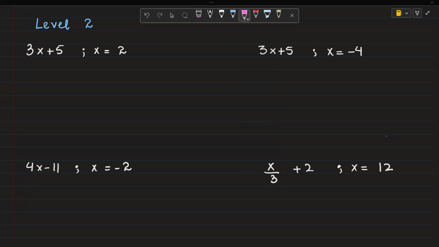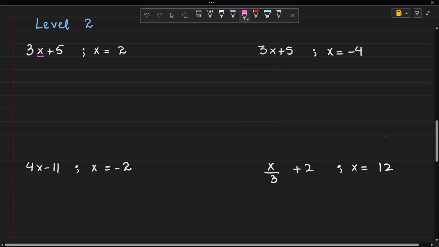The first question in level 2 is 3x plus 5 when x is equal to 2. Now pause the video, give all questions a try, and come back to me with the solutions. Let's go ahead and solve them.